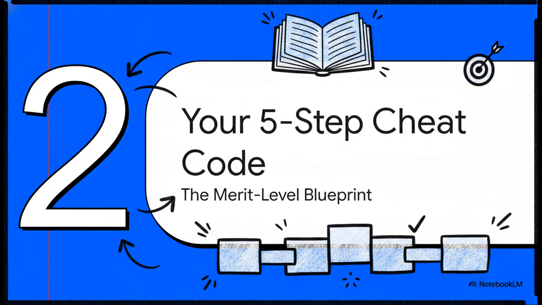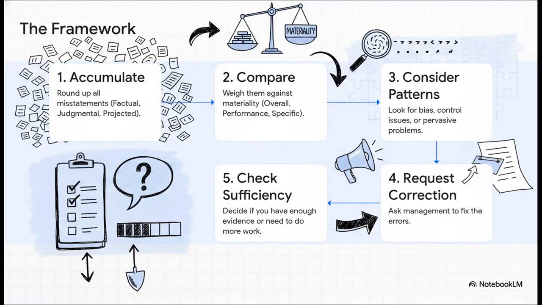All right, now that we've got the lingo down, it's time for the main event. This right here is the 5-step cheat code. It's the exact blueprint you need to structure your answer perfectly and hit every single one of those marking points. So here it is. Step 1, accumulate. You round up every single misstatement you found. Step 2, compare. You stack them up against your materiality levels.